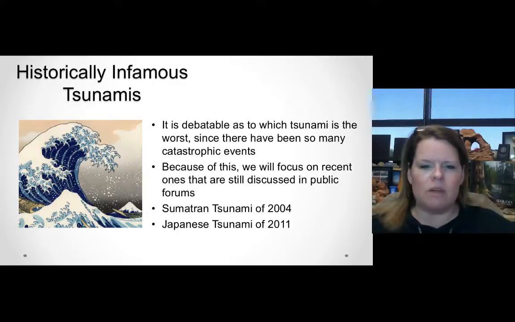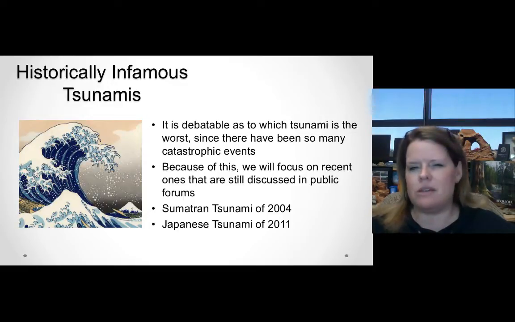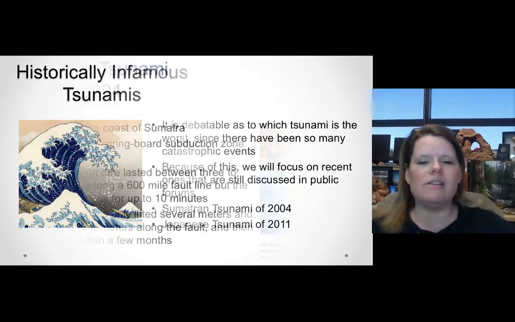Historically infamous tsunamis: it's debatable as to which tsunami is the worst since there have been so many catastrophic events. And people say, oh, they're really rare. They're not. It's just documented in human reference that they are. But there's two that we can talk about that have happened recently that are still discussed in public forums and we're still learning from, quite frankly. There's the Sumatran tsunami of 2004. It happened the day after Christmas on December 26th. And then there's the Japanese tsunami that happened in March of 2011.